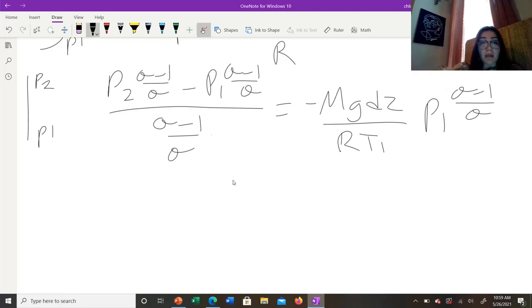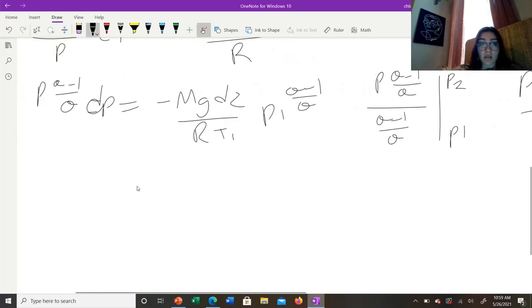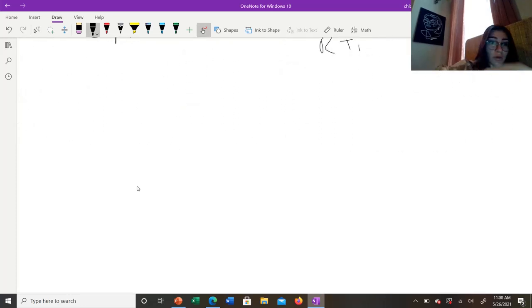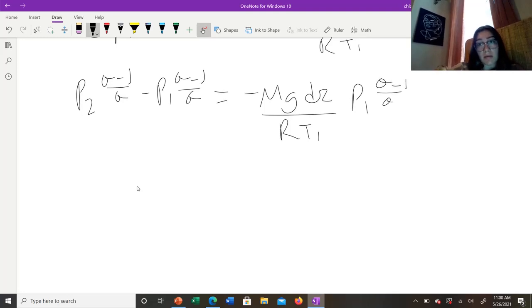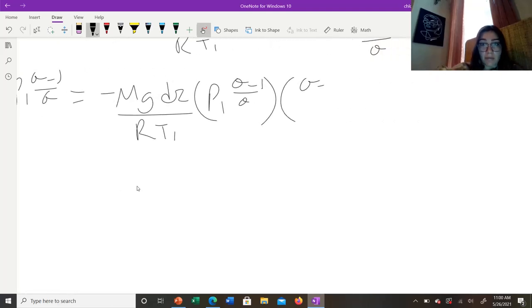So from here, we're going to multiply this across, and then we're trying to solve for P2 by itself. That's the objective here. So we're getting close. We're going to have P2 to the gamma minus 1 over gamma minus P1 to the gamma minus 1 over gamma equals negative mg delta z over r T1 times P1 to the gamma minus 1 over gamma. Let me put these in parentheses so you can see that a little better. And then we're multiplying it by gamma minus 1 over gamma. So we just are making that a little simpler.